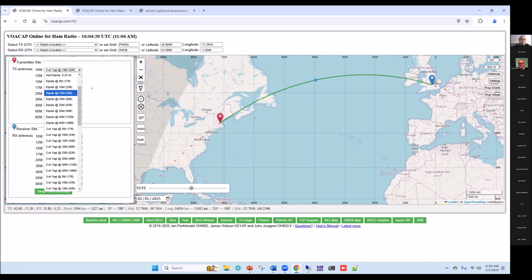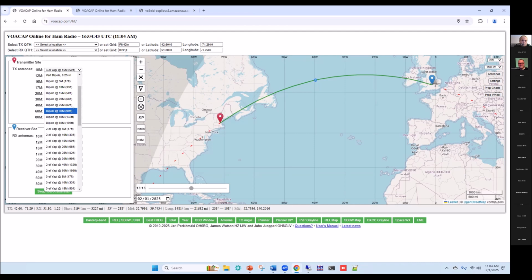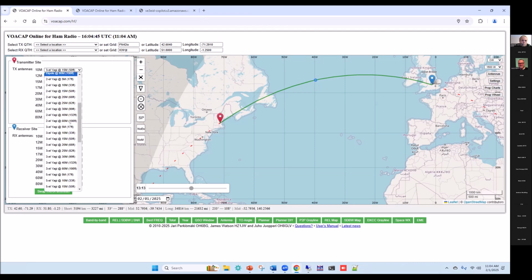Okay, thank you. Rudy, I got a question. Yeah. It's David K1MT. Yep. I'm looking at the various antenna selections. I don't see a hex beam, which is what I have. Well, a hex beam is a 2-element beam. Yeah, 2-element beam. So that would be a 2-element Yagi, and you pick what the height is.